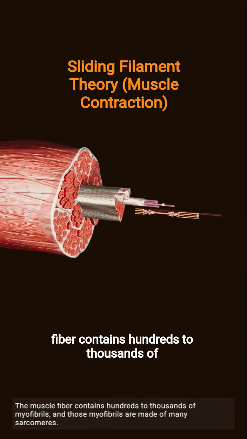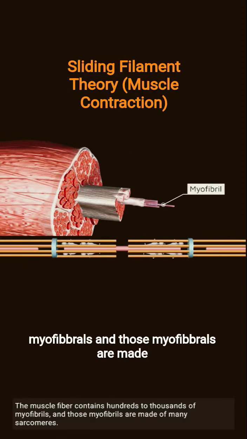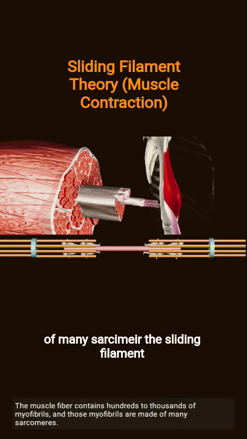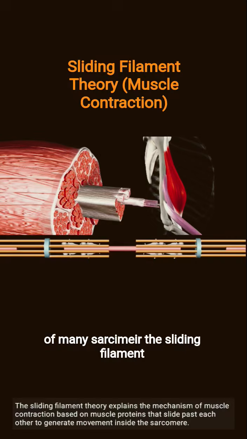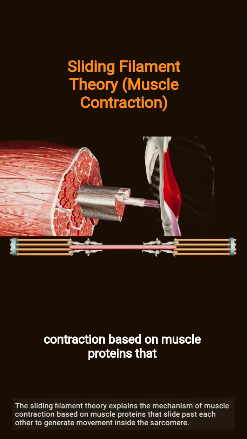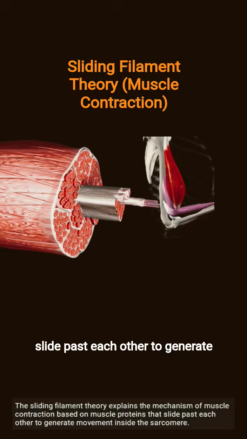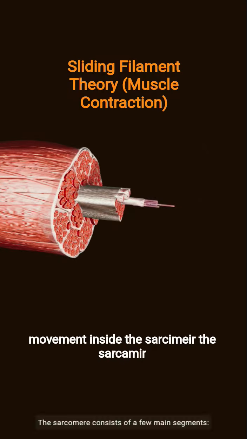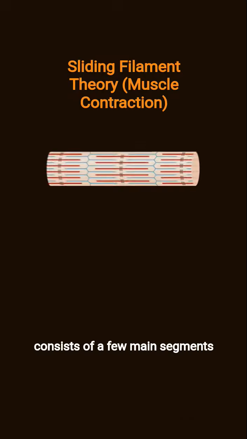The muscle fiber contains hundreds to thousands of myofibrils, and those myofibrils are made of many sarcomeres. The sliding filament theory explains the mechanism of muscle contraction based on muscle proteins that slide past each other to generate movement inside the sarcomere. The sarcomere consists of a few main segments.